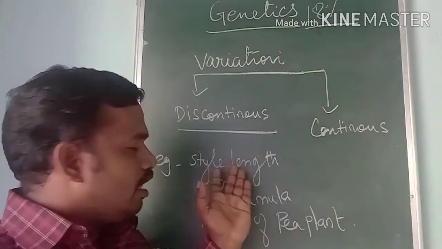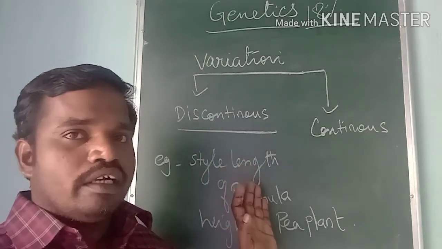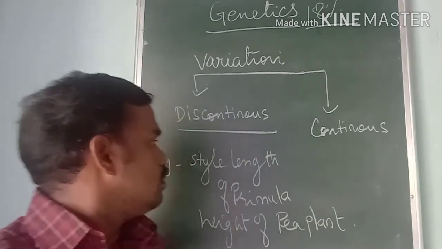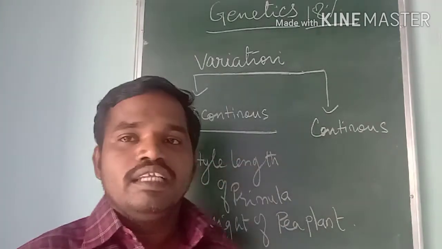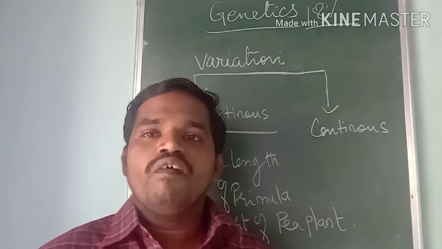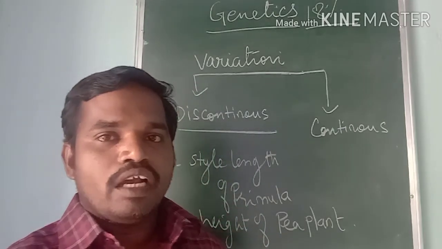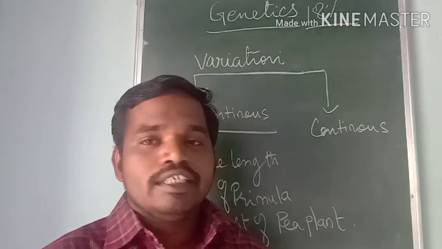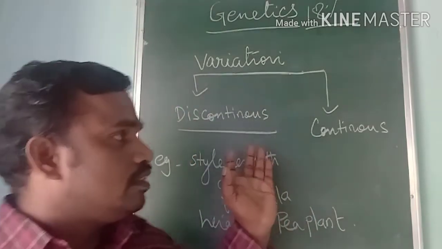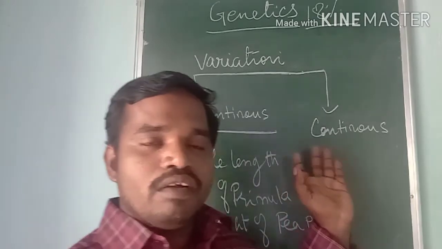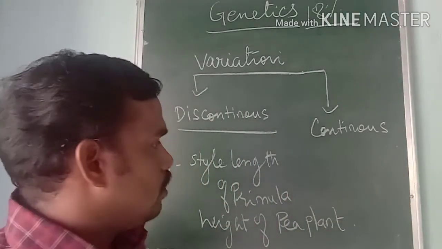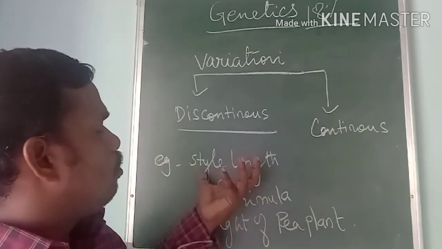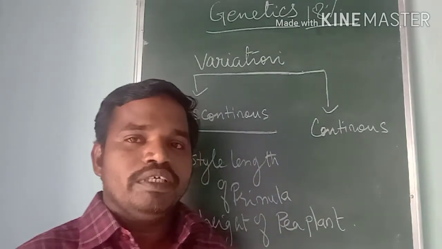Either it will be taller or it will be shorter. That's all. We won't find the medium level. Clear? Because the phenotypes are not overlapping with each other. The expression of the phenotype is not affected by environmental factors, only genetic factors. So that's why discontinuous variation occurs within a particular population of the species.